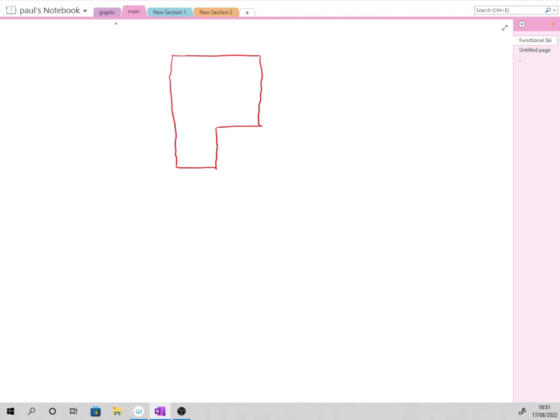So we could make that 8 meters, that 3 meters, that 2 meters, and that 10 meters, right? So now we've got different bits missing. We've got that bit missing and that bit missing. So to find the perimeter, we need to find these two bits.